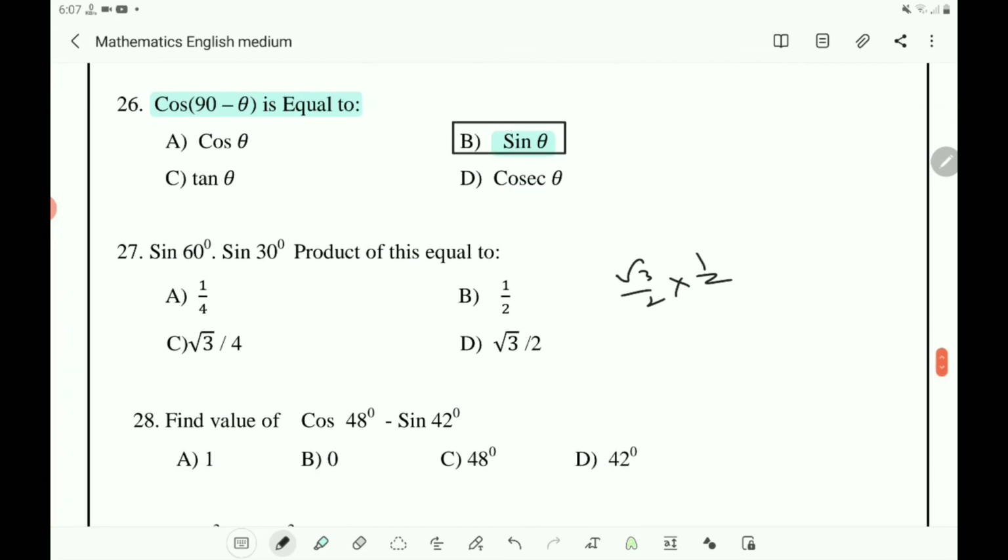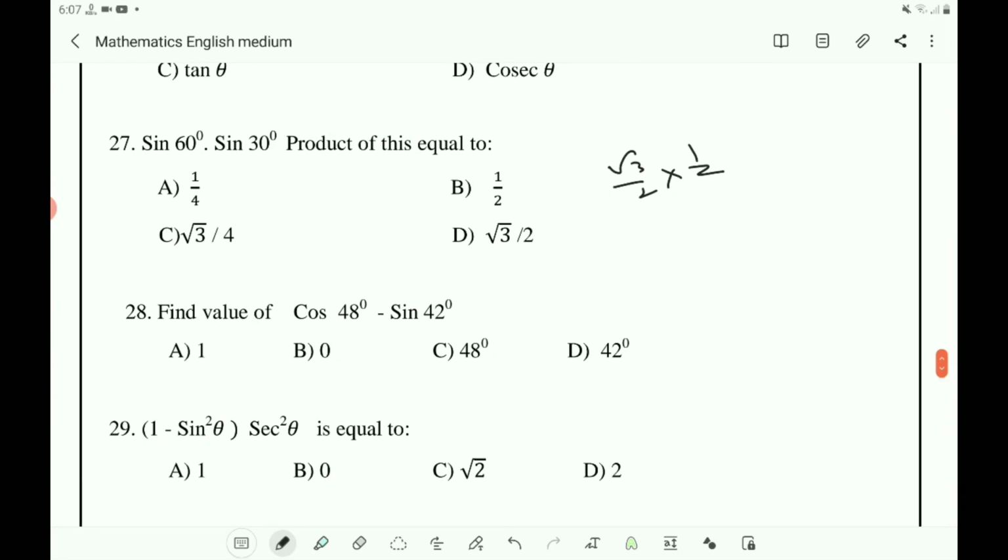Then you take the next question, question number 27. Sin 60 degree into sin 30 degree. Product of these two equals, you must know the value of sin 60 degree and sin 30 degree. What is the value of sin 60 degree? Sin 60 is root 3 by 2.